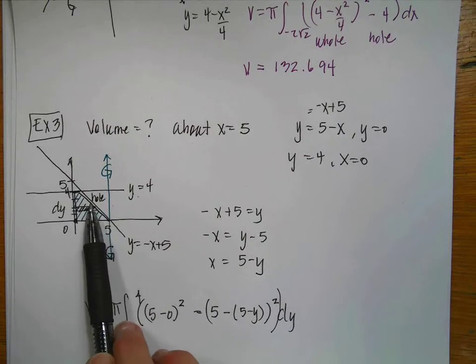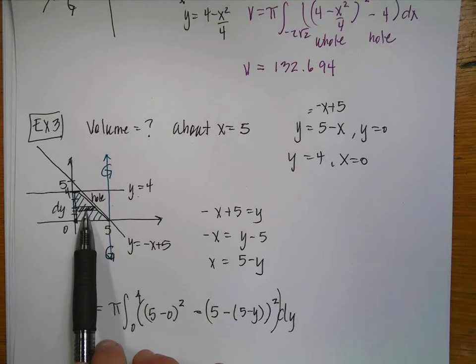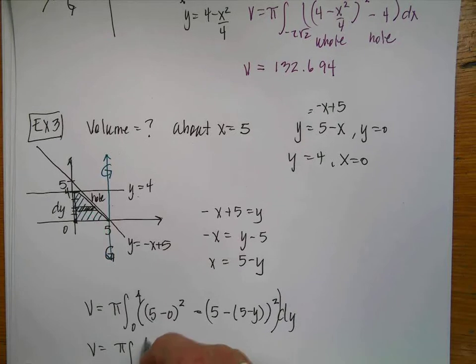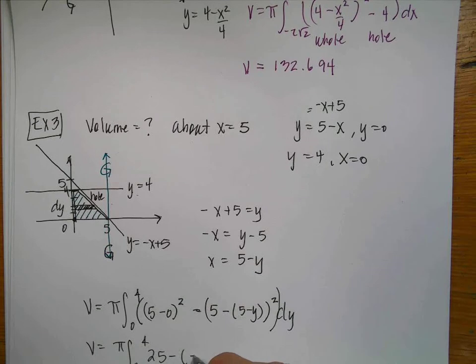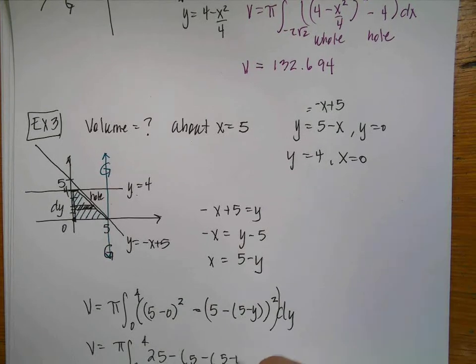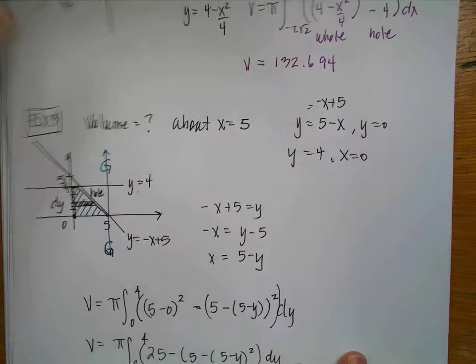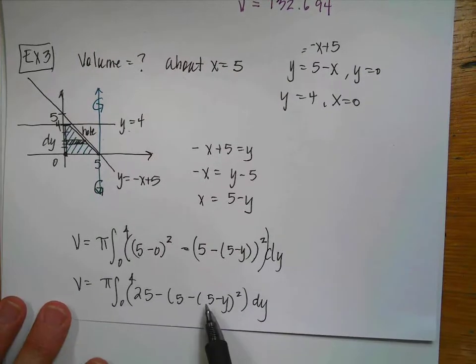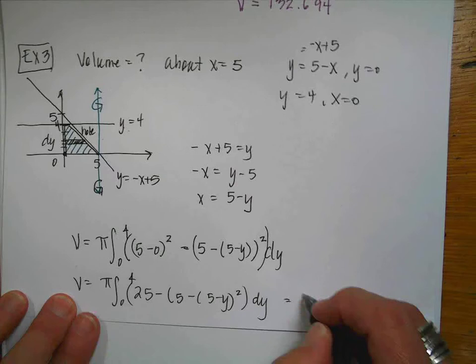Let's talk about this again. Here's the 5 minus the left. If I take out the hole, it's going to leave the image. I'm going to clean this up just a little bit. Here's my pi, integral from 0 to 4, 25 minus, and then I'm just going to leave this as 5 minus y, quantity squared, and then there's my outside parentheses dy. I would highly recommend that you be extra careful when you're putting this into your grapher. You could simplify this if you wanted.